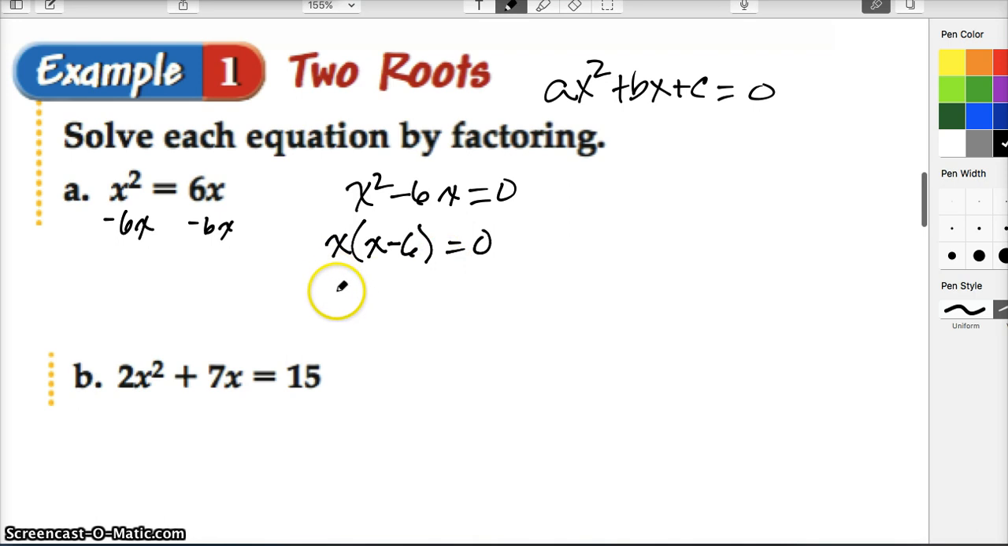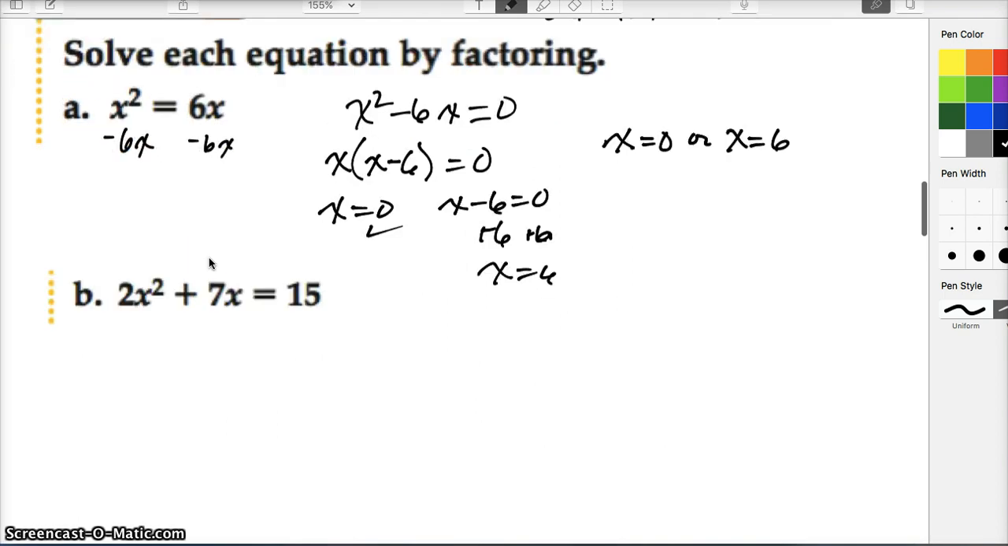So here I have that situation, A times B. Not necessarily this AB, but two numbers multiplying together to give me 0. So if the product of two numbers is 0, I know one of them has to be 0. So I set x equal to 0, and then I set the other factor, x minus 6, equal to 0. I'm going to solve. Well, this is already done. So one of the possible answers to this quadratic equation is that x equals 0. The other one, by adding 6 to both sides, is that x is equal to 6. So those are my two solutions for this problem.